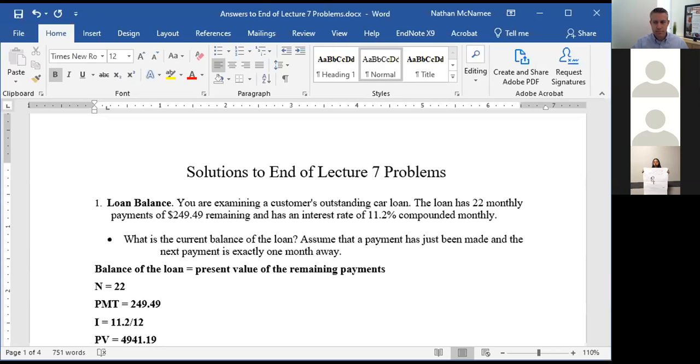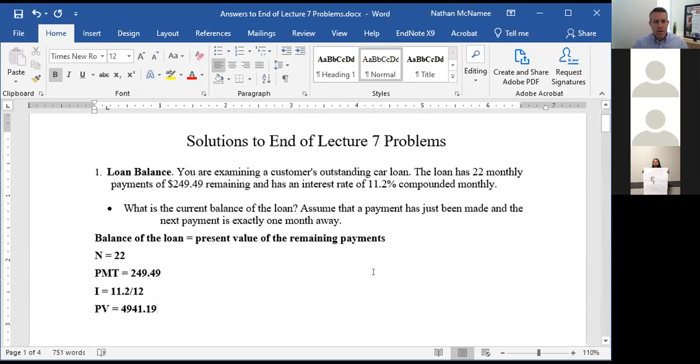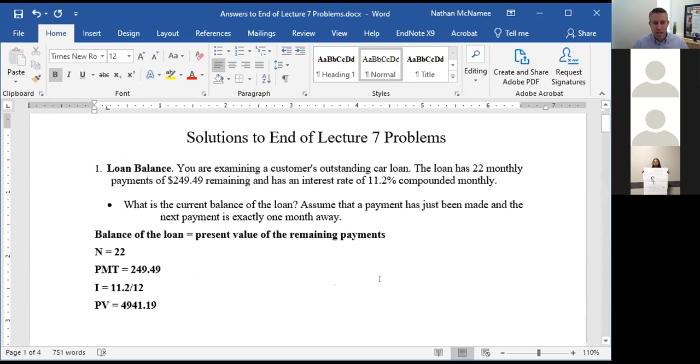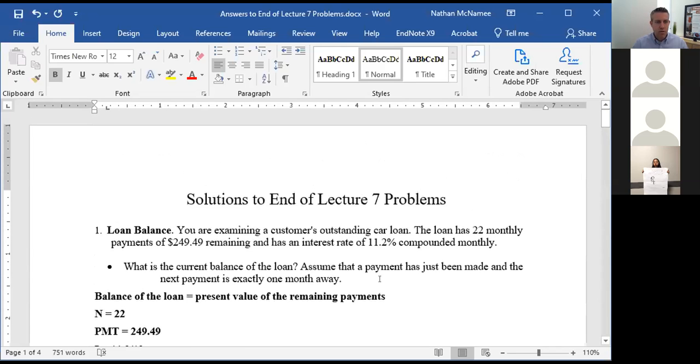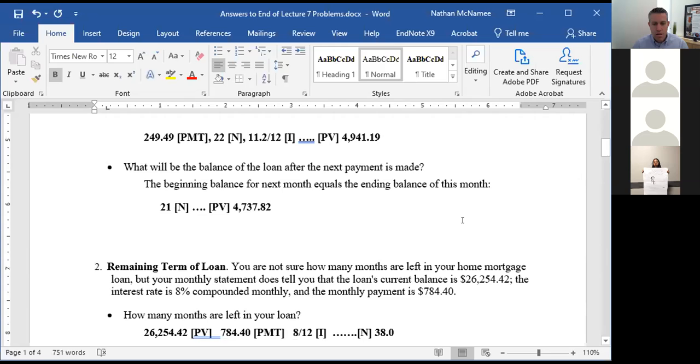Could you tell me what the actual formula is to calculate the time value of money? Okay, so you're having to calculate the present value of an annuity. So the annuity formula, are you planning on using the annuity formula on the exam? Yeah.